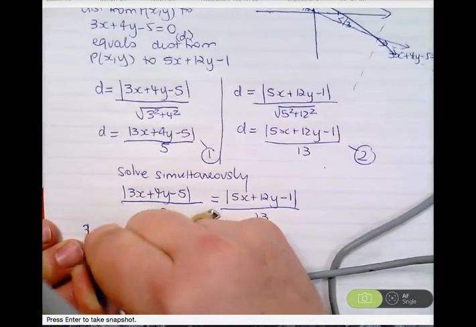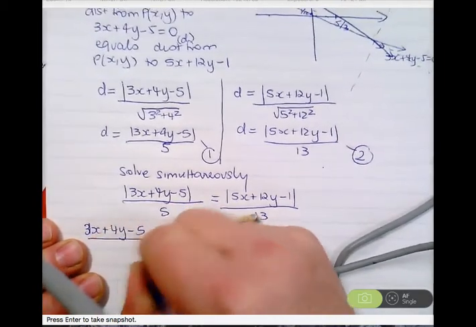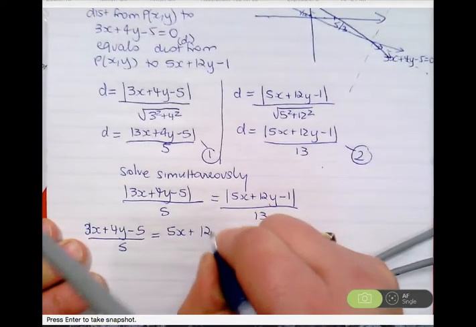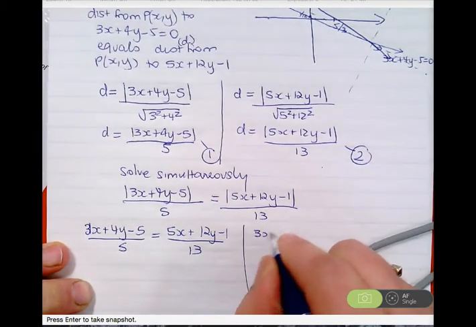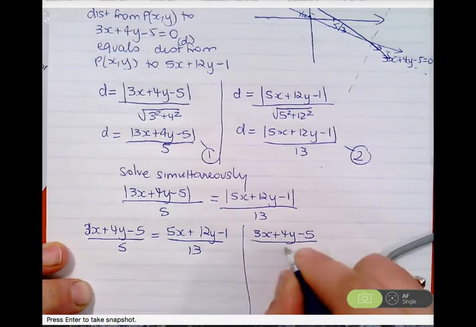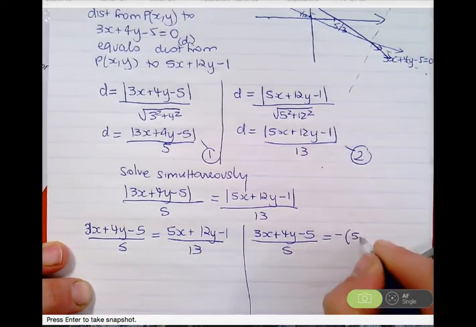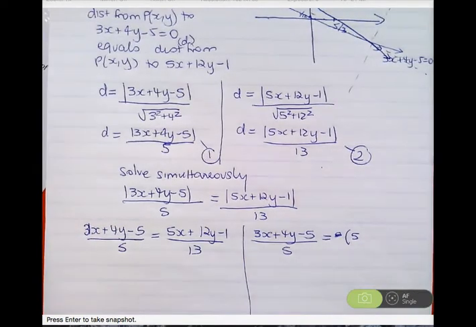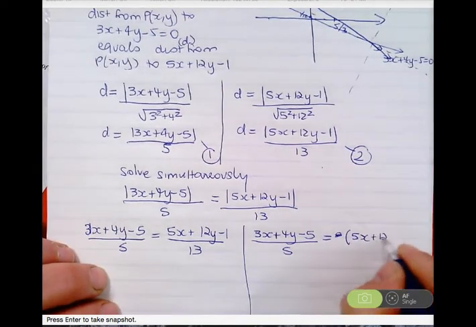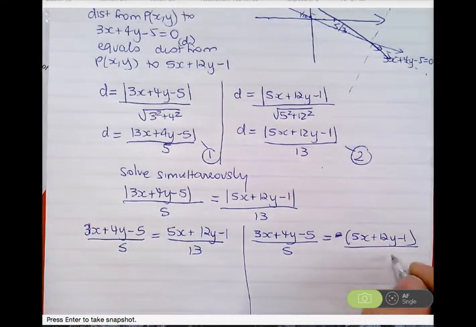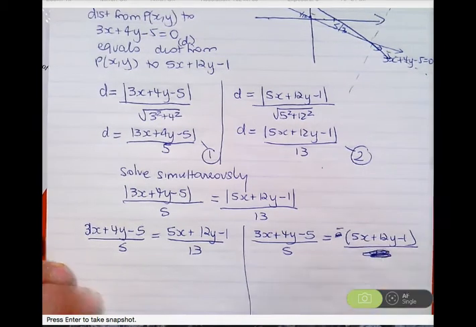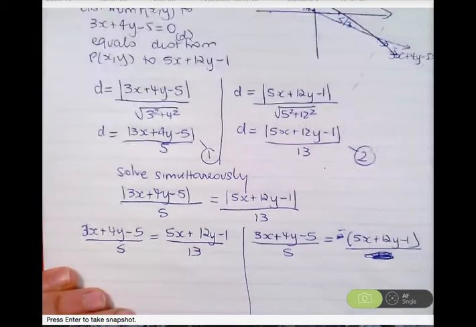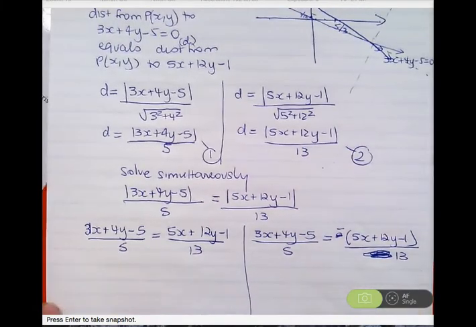So we've either got that, let's make them both positive, equals 5x plus 12y minus 1 over 13. Or we've got, not both negative, one positive, one negative. It doesn't matter which way you go. Let's do the first one positive. Instead of putting the negative on the top, because I've got to change the sign of everything, I'm going to put the negative on the bottom. If a fraction's negative, the negative can go on the numerator or the denominator. It doesn't matter. Over 13. Then we're going to cross multiply both.